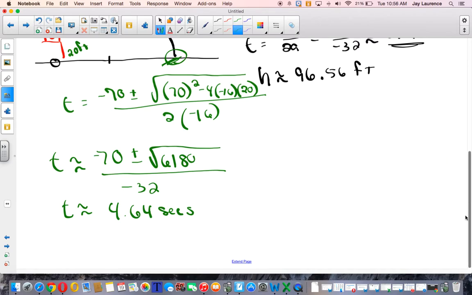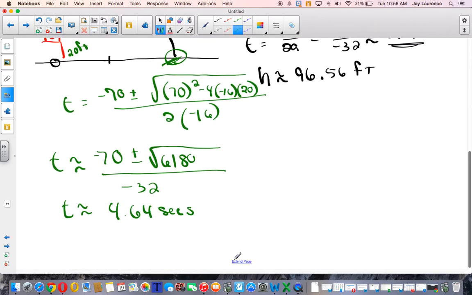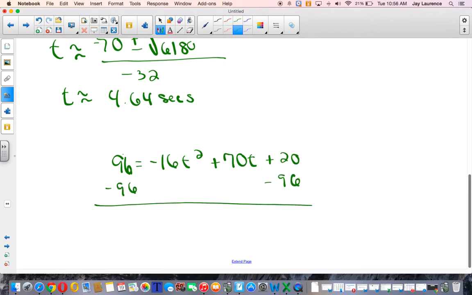Okay, now the last part is when will it be 96 feet off the ground? So I'm going to do h equals 96 because that's my ending height. 96 equals negative 16t squared plus 70t plus 20. I want it to equal 0, so I have to subtract 96 from both sides. And so 0 is going to equal negative 16t squared plus 70t minus 76.